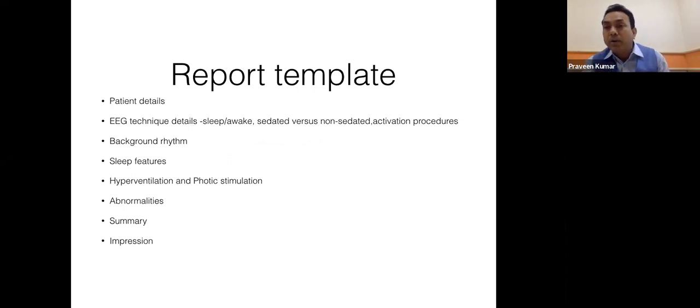What is the background rhythm? Background means what is the posterior dominant rhythm. What is the most obvious rhythm in the child? If a child is awake and you're getting all theta, that could be an abnormal thing. Then sleep features, hyperventilation, or any abnormality. So you highlight these things: EEG technique, the background, the features, the hyperventilation, photic stimulation, what are the abnormalities, what is the summary, and what is your impression.